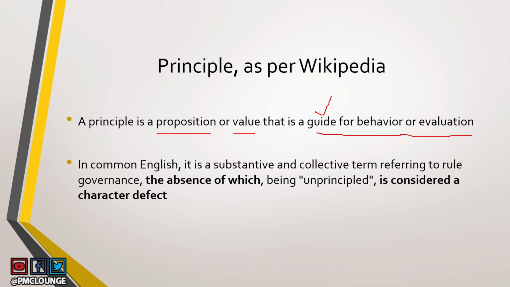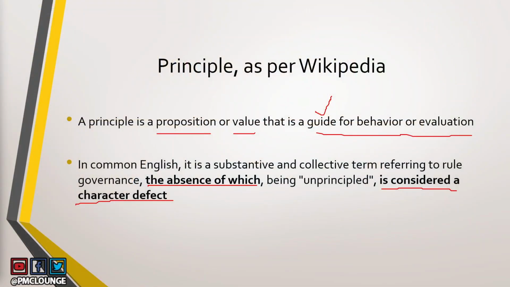But what's more important is, as you dig deep and read more about principle on Wikipedia, you will see that it is a substantive and collective term referring to rule of governance. Now, the absence of which is considered a character defect. And I would really want you to take a look at these bold words. The absence of a principle could be considered a character defect. So, this becomes important because we are essentially underlining the importance that a principle has. And we have 12 such principles in project management.